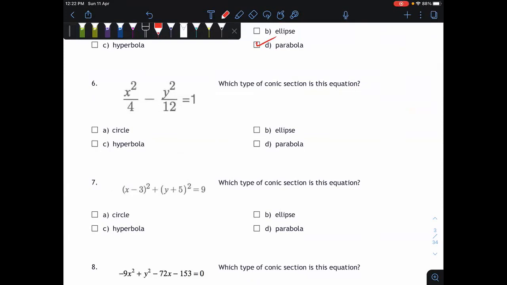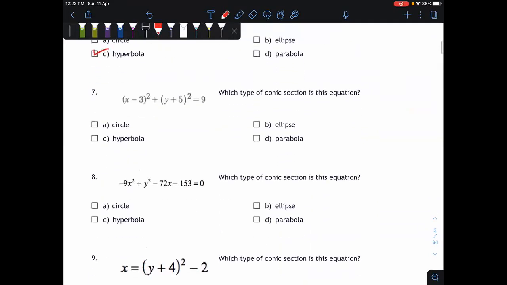Which one is greater here? The 12 is greater and it's underneath the y squared. So it's what? Parabola, ellipse, circle or hyperbola? Because it's minus, guys, so it's a hyperbola. Yeah, hyperbola. Right.